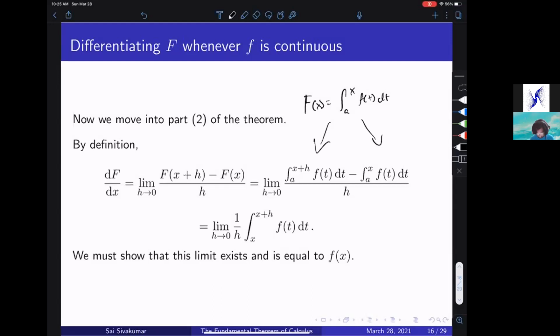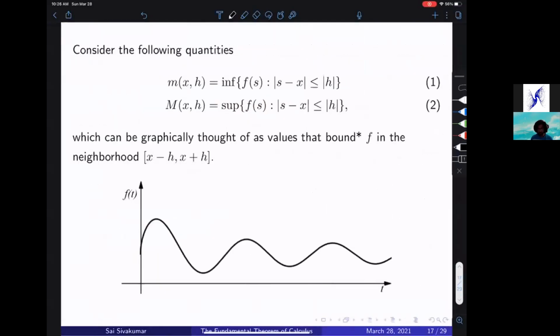That's not too important, but this is the limit that we finally arrive at, and we need to show that it exists as equal to f of x whenever f is continuous at x. That's important. And so to do that, we are going to use kind of like a bounding argument. We're going to squeeze this limit, or rather, I guess, this integral, and then take the limit.